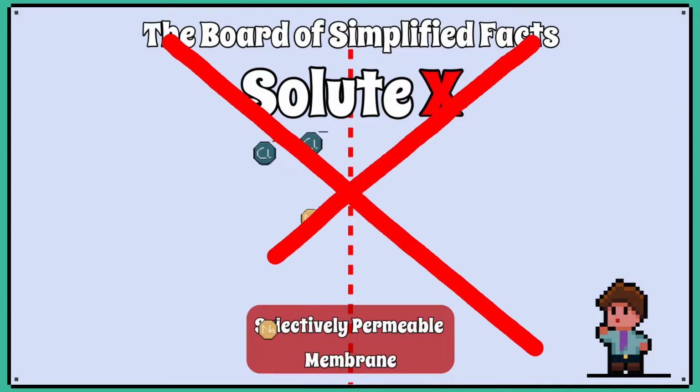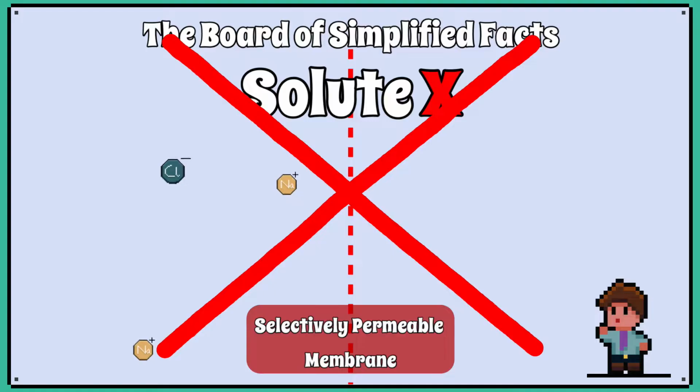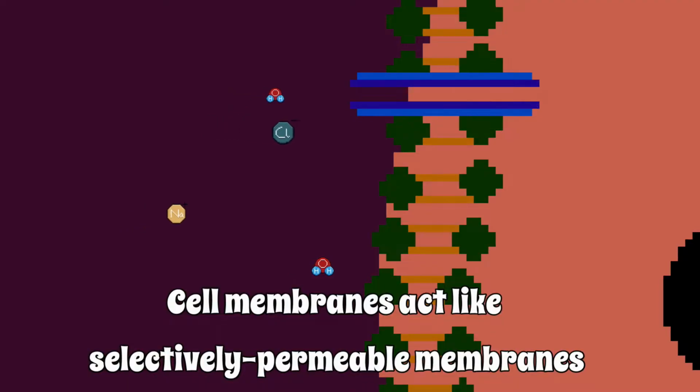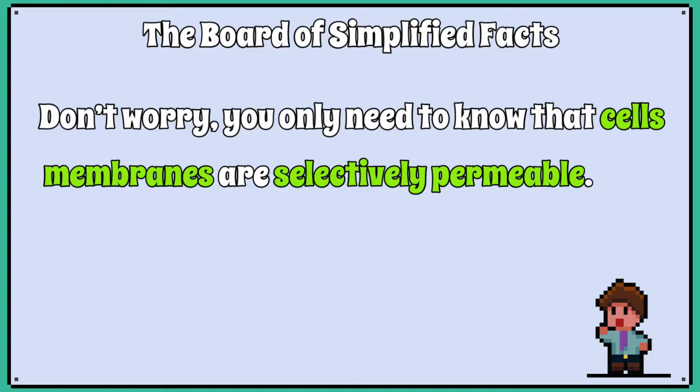Without this selectively permeable membrane, osmosis won't occur. Cell membranes act like selectively permeable membranes because water is small enough to pass through the membrane, and additionally, they have special pores to let water through called aquaporins. Don't worry, you only need to know that cell membranes are selectively permeable.